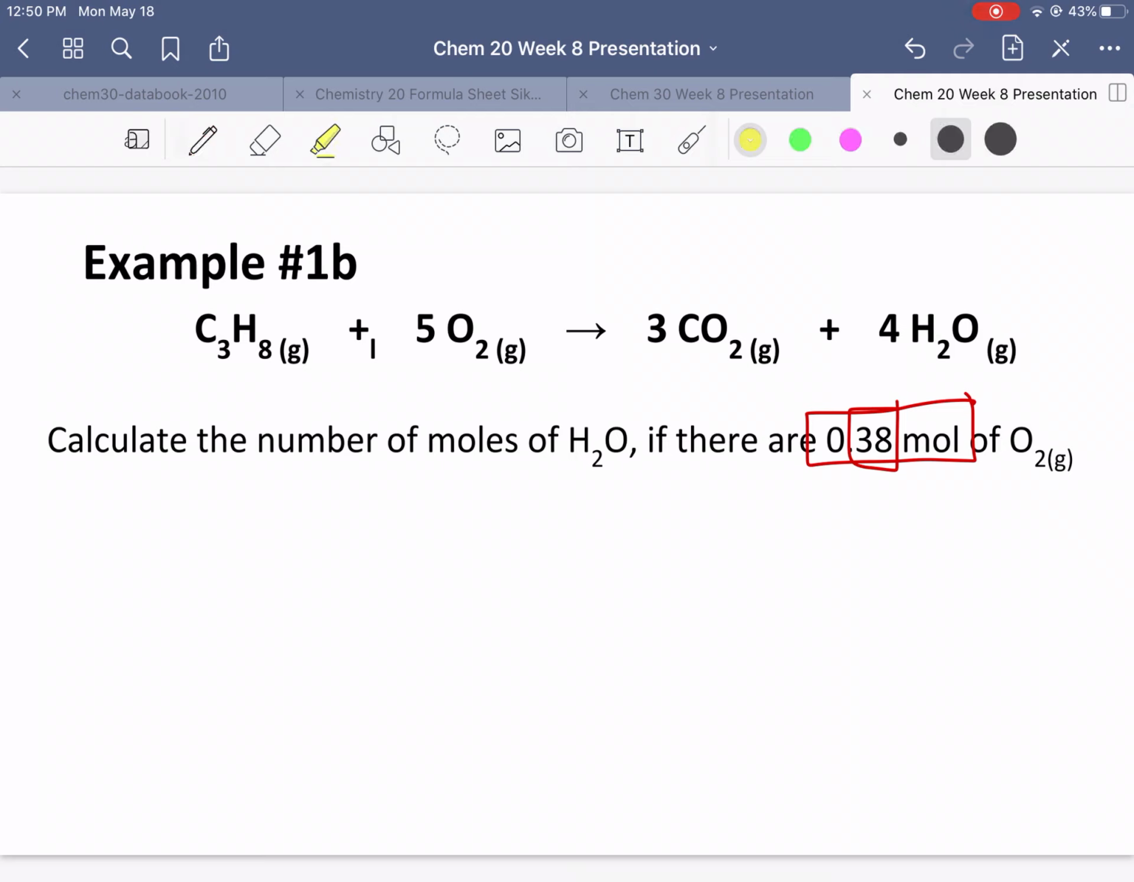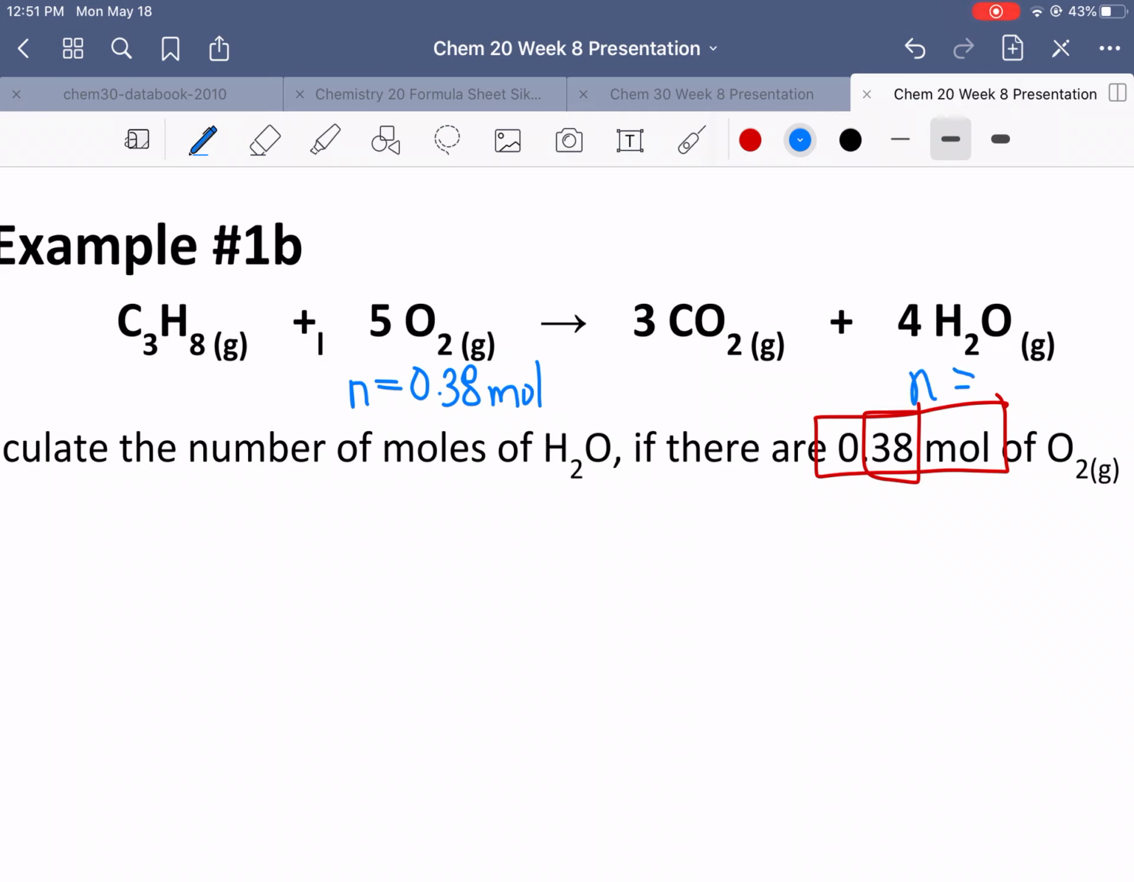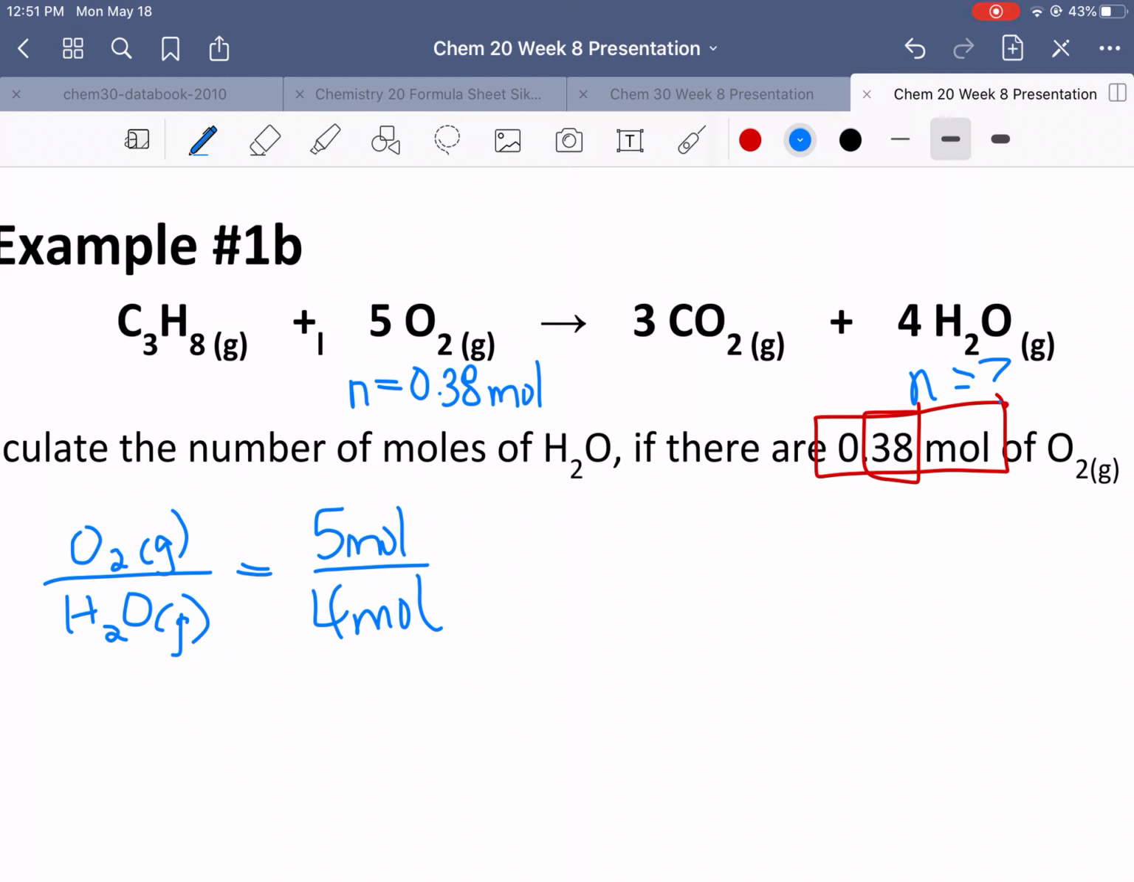Now, in this question, we're comparing moles of water vapor to moles of oxygen gas. So in terms of what we've got, you've been given that there are 0.38 moles of oxygen gas, and we're trying to find the number of moles of water. So those are the two things that you're comparing. In other words, the amount of oxygen gas is compared to the amount of water vapor, okay? That is a 5 mole to 4 mole ratio. The ratios are getting a little bit more complicated, if you will.